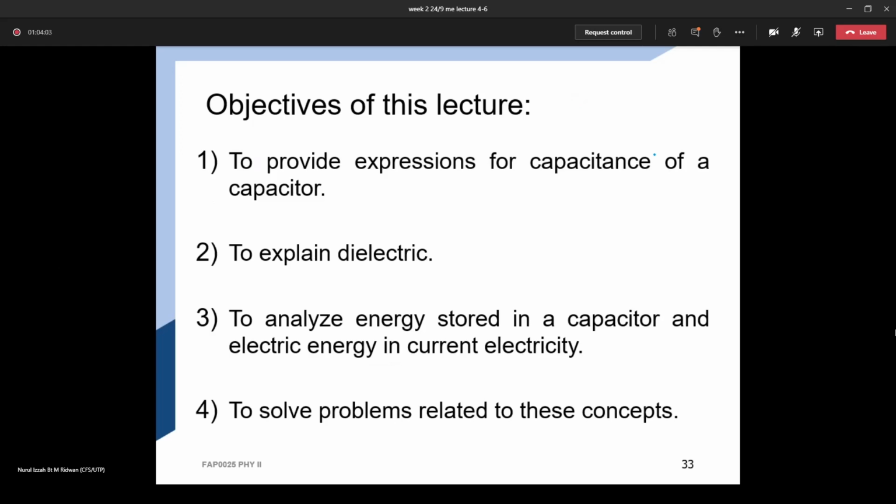And then what do we have here to provide the expression for the capacitance of a capacitor? A battery will have the unit in terms of voltage. A capacitor will have the unit in terms of capacitance. There will be some unit later, but the value of the capacitor is capacitance. And then explain dielectric, and also calculate the energy stored in the capacitor in terms of electric field, and then solve problems related to this.